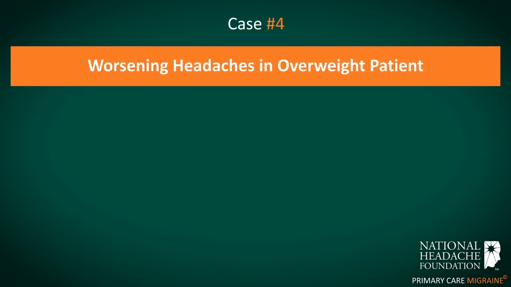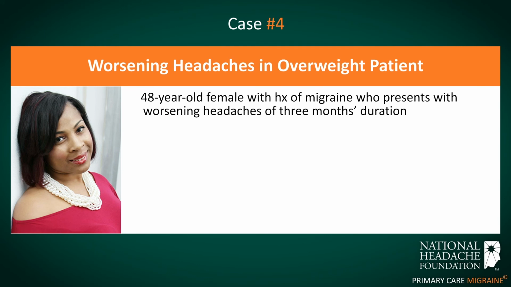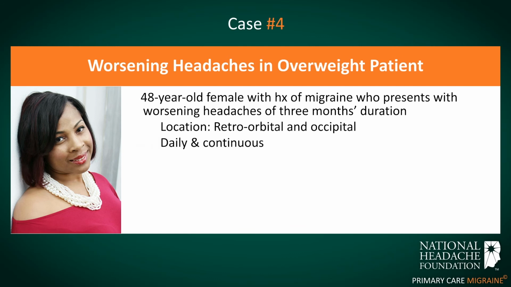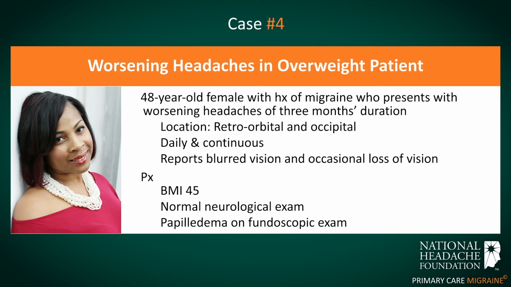Case number 4 is entitled Worsening Headaches in an Overweight Patient. This is a 48-year-old female with a long history of migraine who reports worsening headaches of 3 months duration. They are located in the retroorbital and occipital region. The headaches are daily and continuous. She reports some blurred vision and occasional loss of vision in both eyes, particularly when she bends over. Her BMI is 45 and she has a normal neurologic exam. She is noted to have papilledema on fundoscopic examination.